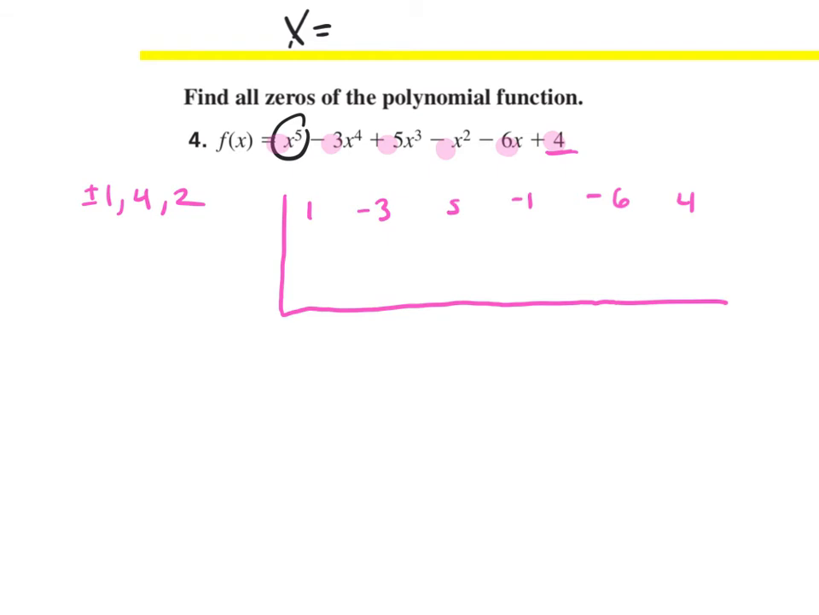What do you want to try first? 2. So we drop down the 1, multiply, add, multiply, add, multiply, add. Doesn't work. Yep, doesn't work.